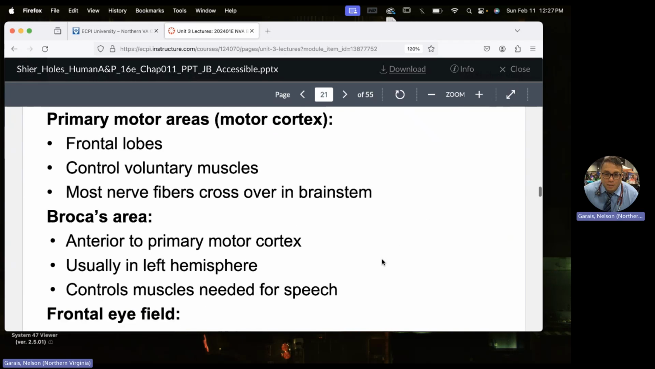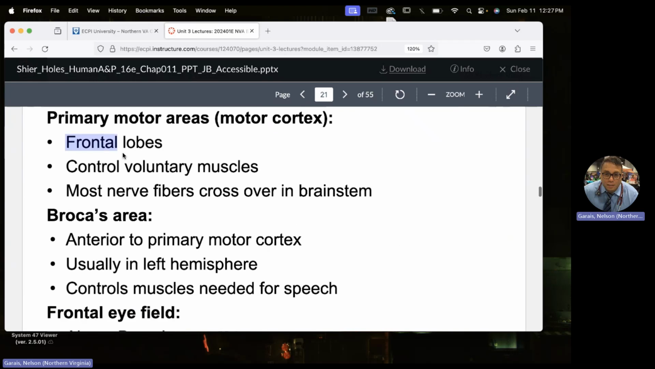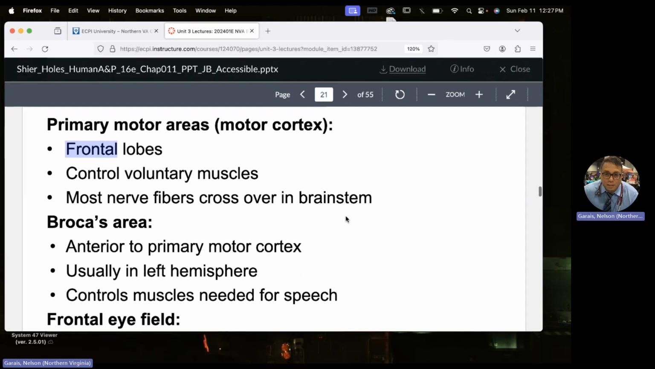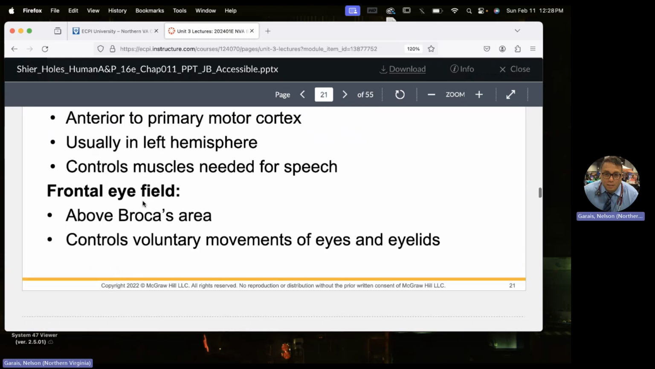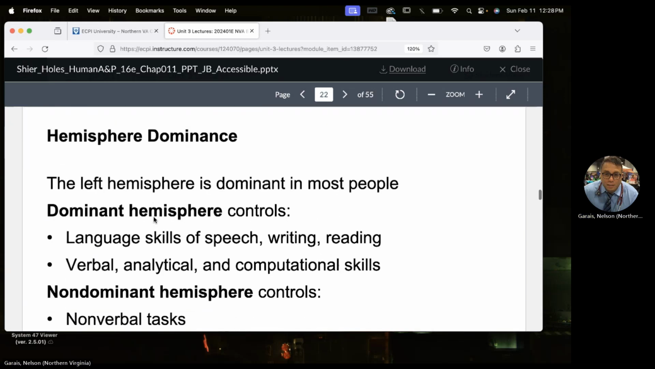Primary motor area, we already saw that. Yes, it's in the frontal lobe, but remember, it shares a lot of space with the sensory and the parietal lobe. So if I ask you, where is the primary motor area? You'll say frontal lobe, but where is the association where the motor and sensory work together? That's parietal lobe. Broca's area, we already talked about. Frontal eye field, we already talked about.